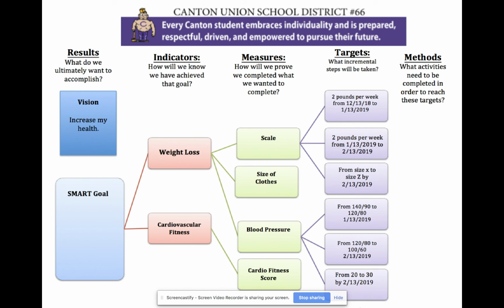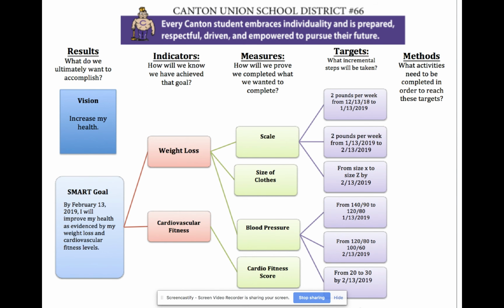In the example depicted above, several specific targets have been set to ensure that I can reach my vision of becoming more healthy. There are weekly and monthly targets set to hold me accountable for making progress towards this vision. Once the targets have been set, it is time to construct your SMART goal.